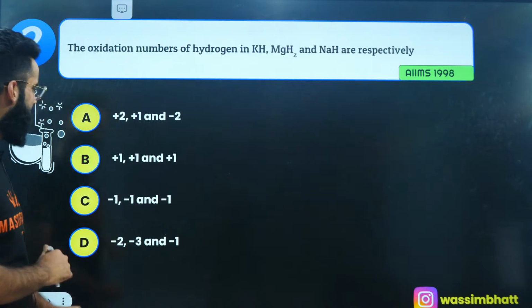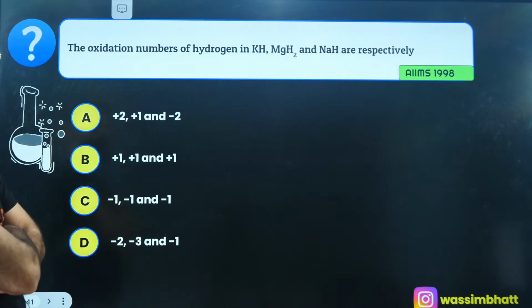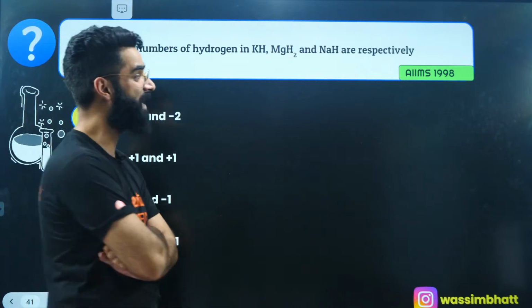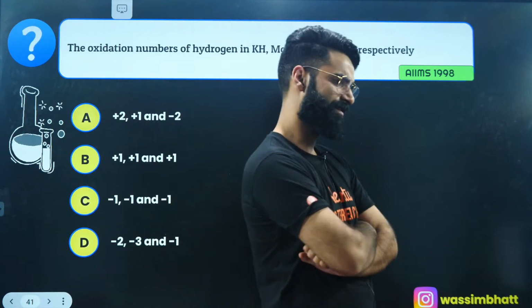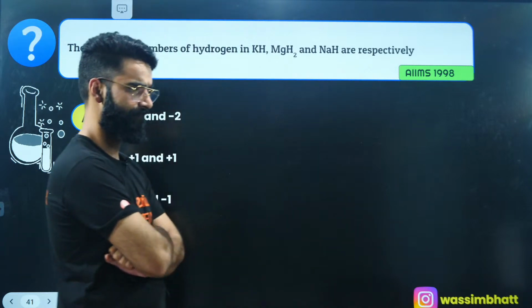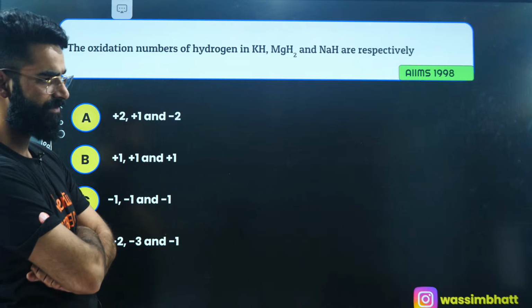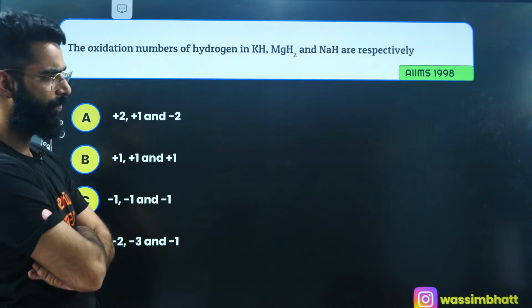Now people, have a look at one more. The oxidation number of hydrogen in KH, MgH2 and NaH are respectively, AIIMS 1998, right? Let me know its answer, guys. What is going to be the answer of this question?